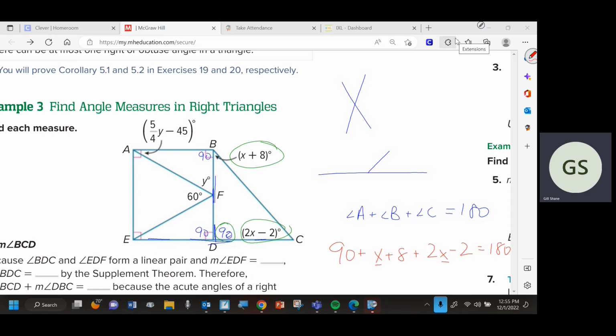What about any other triangles? Because that's not the only variable in this figure. Well, Chandler, what else do you see? Anything else I can set up? Any other equation I can set up already? Do I need to try to fill some more stuff?